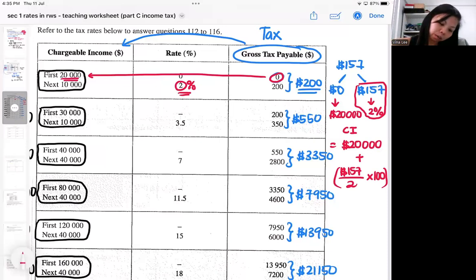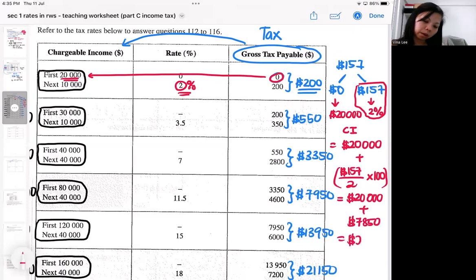So from here, you can work out the second basket first. The second basket is actually 7,850. So that means this person who pays $157 in tax, his chargeable income is 27,850.